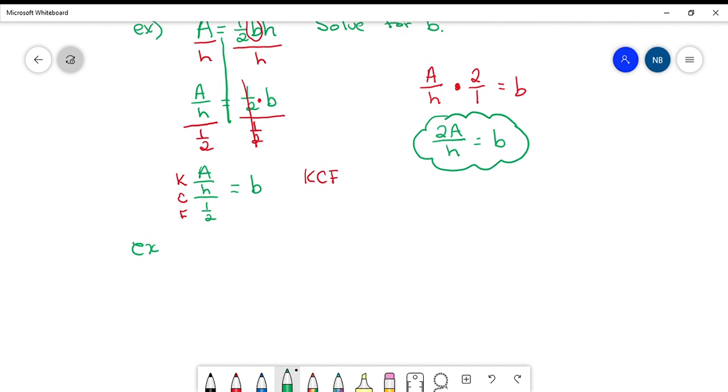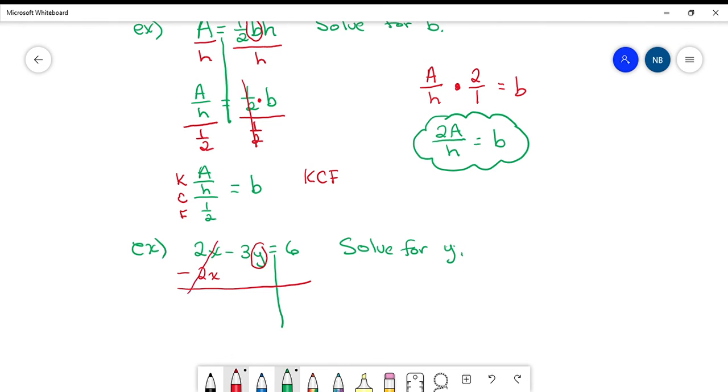One more example. 2x minus 3y equals 6. I want you to solve it for y. I'm going to go ahead and circle my y. Now notice that y is being multiplied. It has a -3 coefficient that's multiplied by the y. And there's also this 2x term at the front. We're going to zero out the 2x by subtracting it. 2x minus 2x is 0, which leaves the -3y by itself.